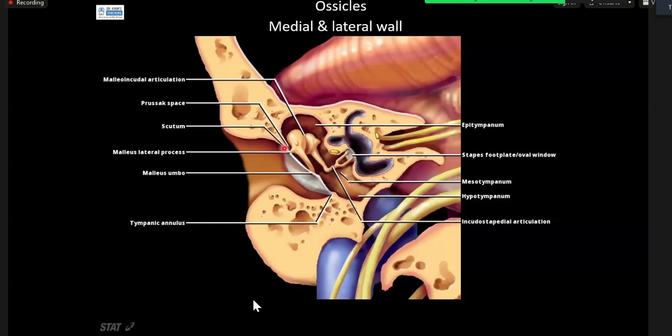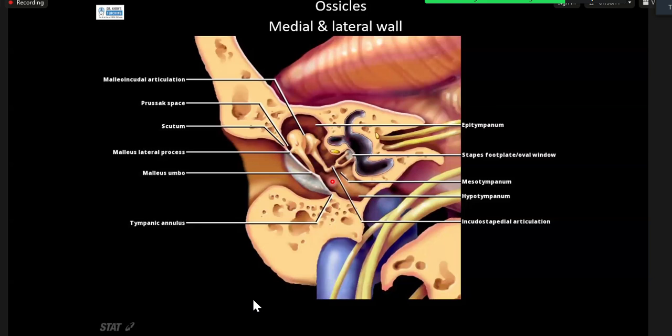Now, from the scutum, the superiormost portion of the tympanic membrane is attached to the scutum. Inferiorly, it is attached to this annulus. We call it the tympanic annulus. So this is the tympanic membrane. If you draw an imaginary line from the scutum to this thing here, which is the facial nerve canal, tympanic portion, and if you draw another straight line from here till the annulus, that is the mesotympanum.